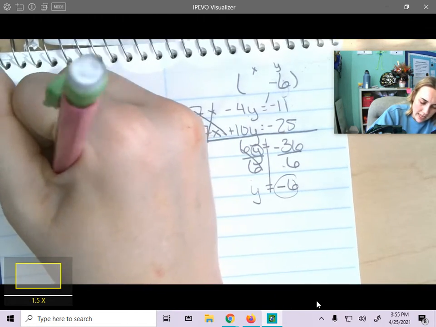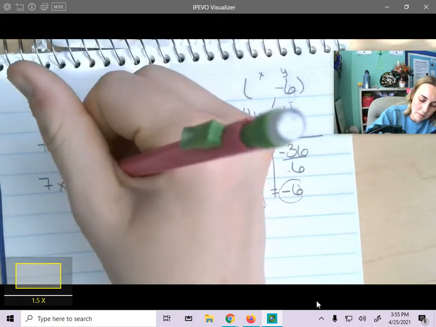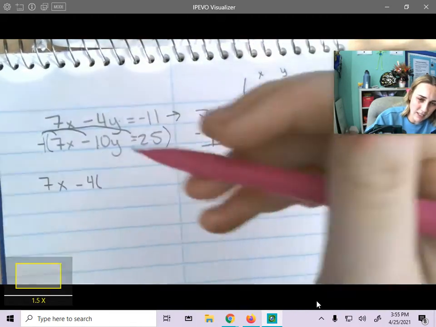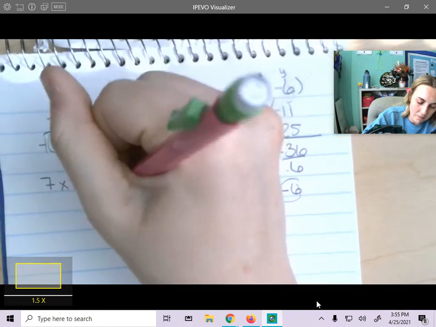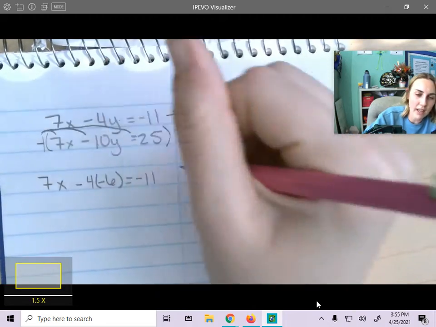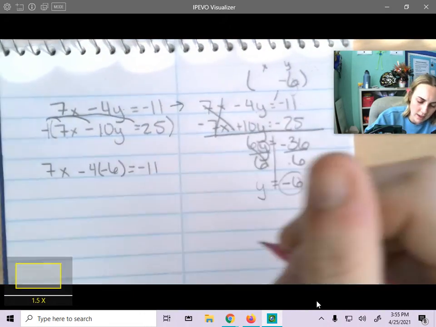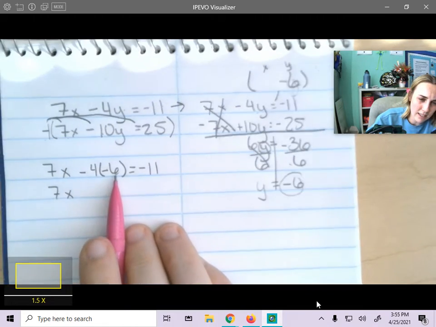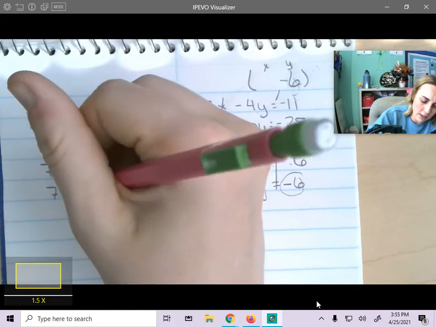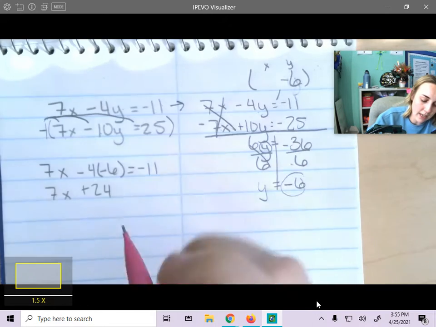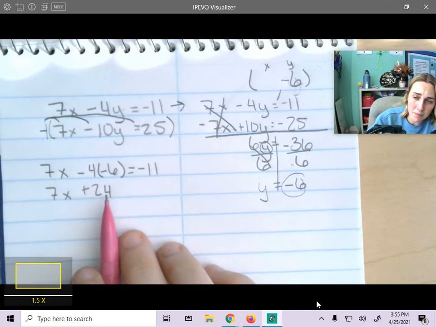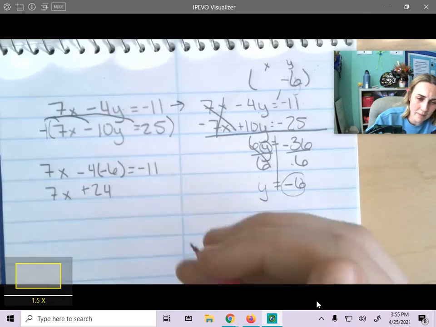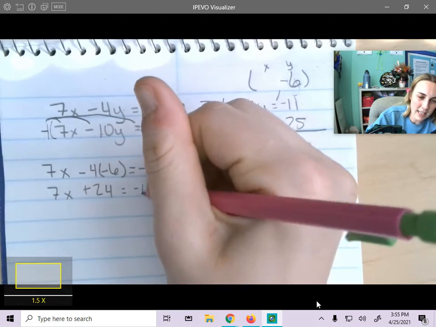So I have 7x minus 4, my y value is negative 6, so I'm going to substitute that in, and that is equal to negative 11. All right, let's go ahead and go. So 7x, negative 4 times negative 6 is going to give me a positive 24. A negative times a negative gave me a positive 24. Make sure you get that. And then I'm going to bring down this negative 11.